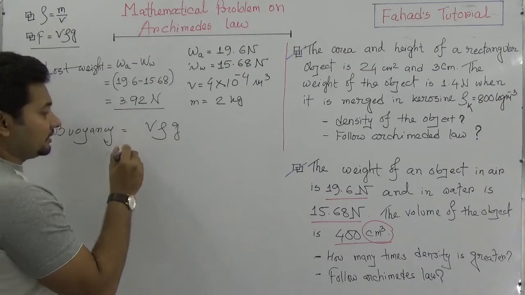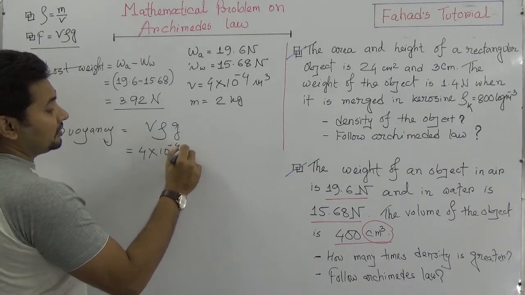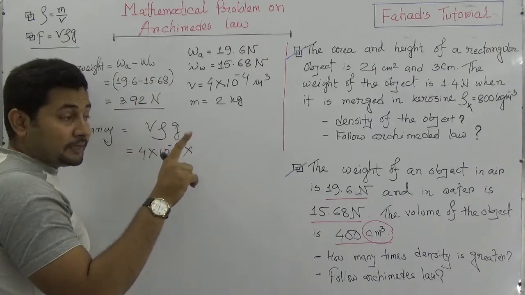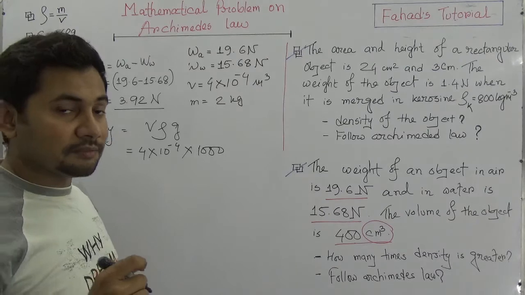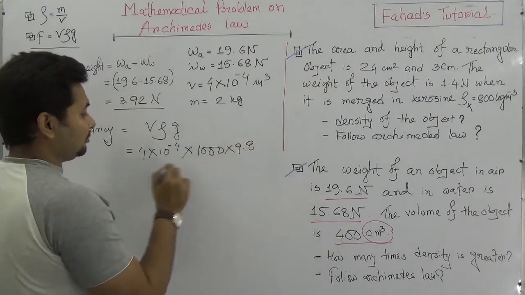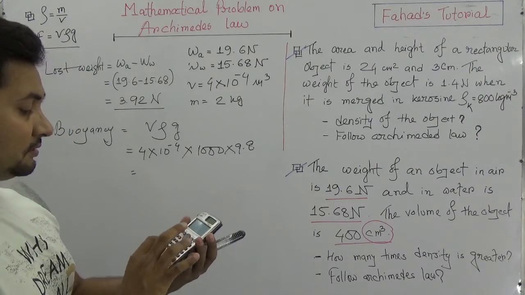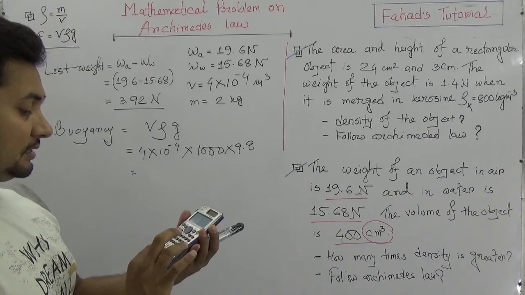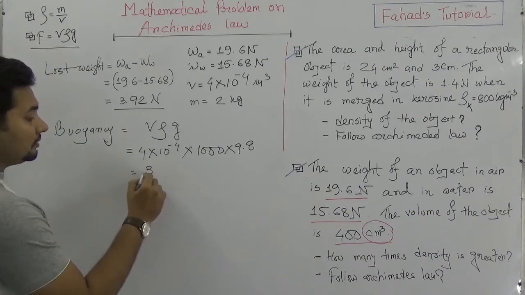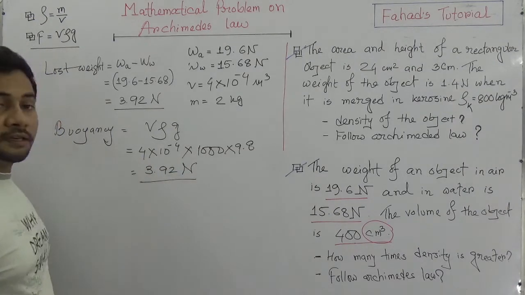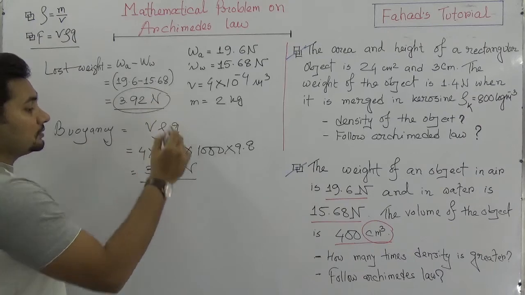So now the V is this 4 into 10 to the power minus 4. Rho is the liquid where it was immersed, and that is actually water. And we know the density of water is 1000, and then times 9.8. So what will be the answer? 4 times 10 to the power minus 4 times 1000 times 9.8 is 3.92 Newton. So from the data we can say yes, it follows the Archimedes law.